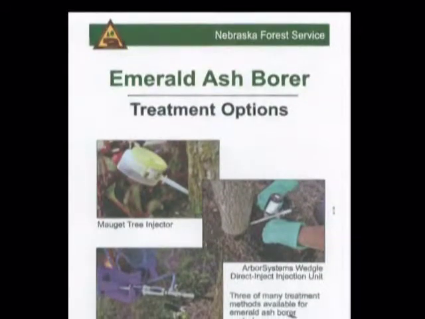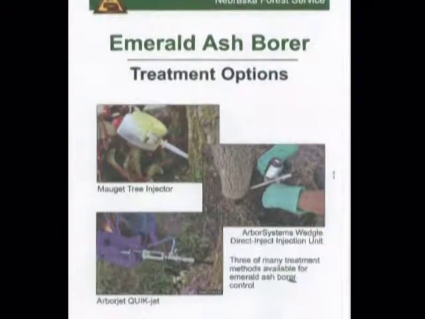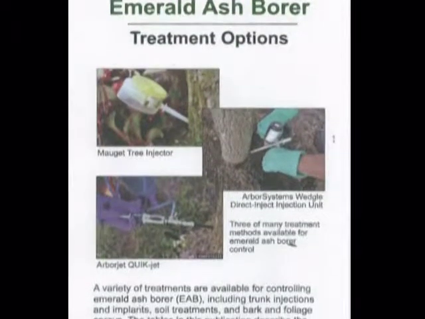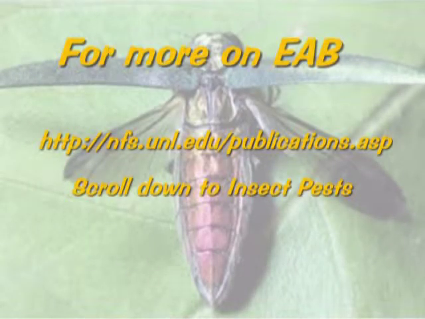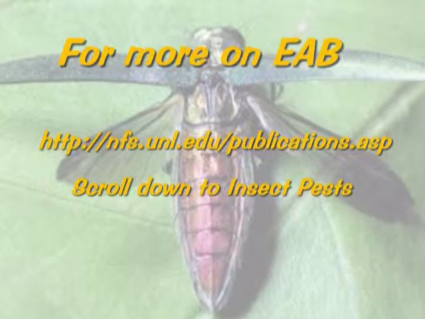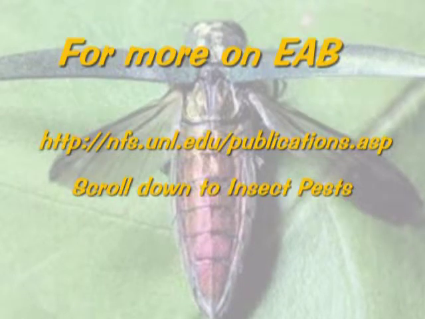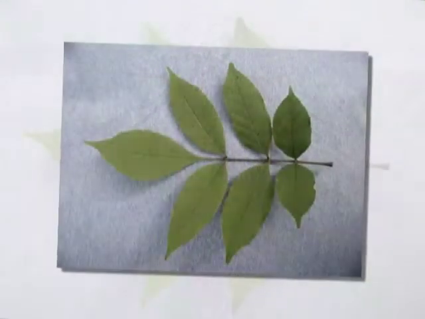If you're looking for more information on treatments, or when to begin treatments, or whether it's even economically viable for you to treat any of the ash trees on your property, the Nebraska Forest Service has a great brochure. It's called Emerald Ash Borer Treatment Options. It's definitely a good one to check out. Or I would talk to a certified arborist or a certified pesticide applicator. Most of the treatments that are available for emerald ash borer control are restricted use pesticides, and you would have to be properly licensed to use them.